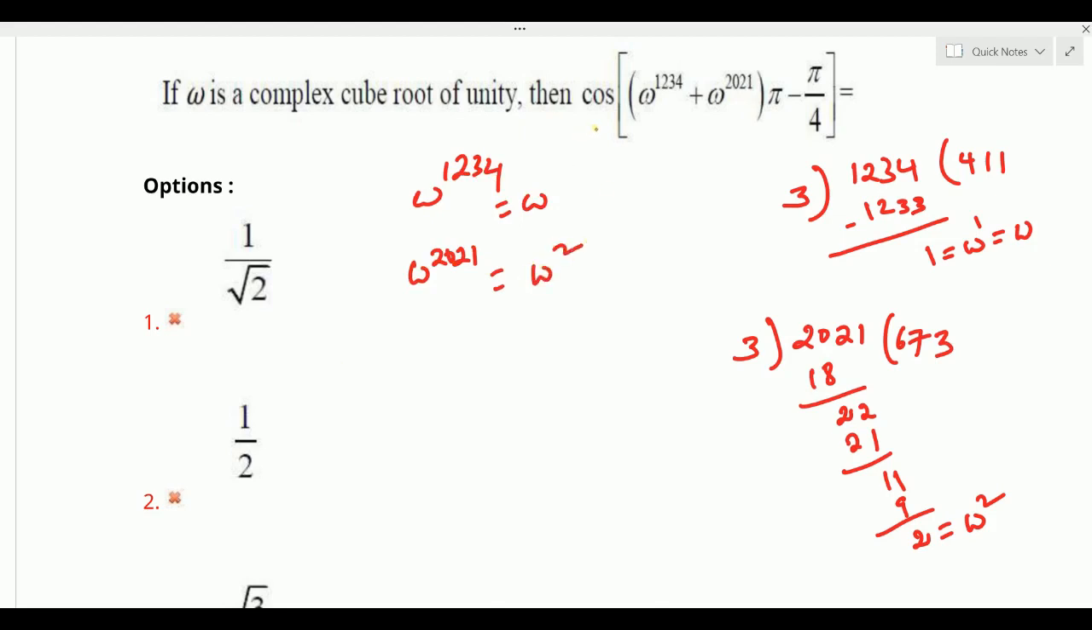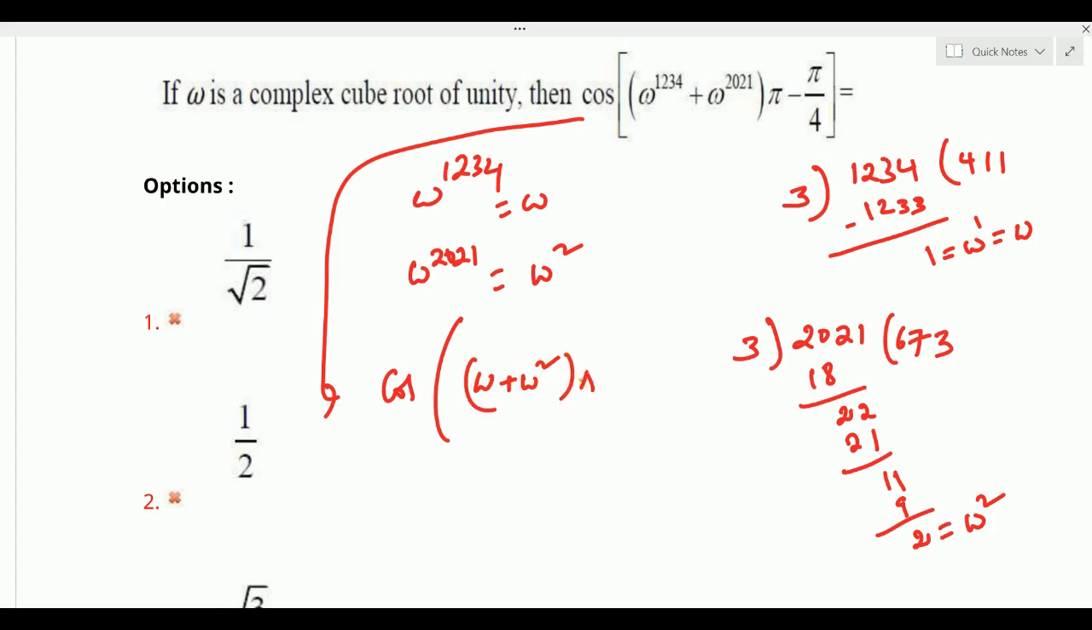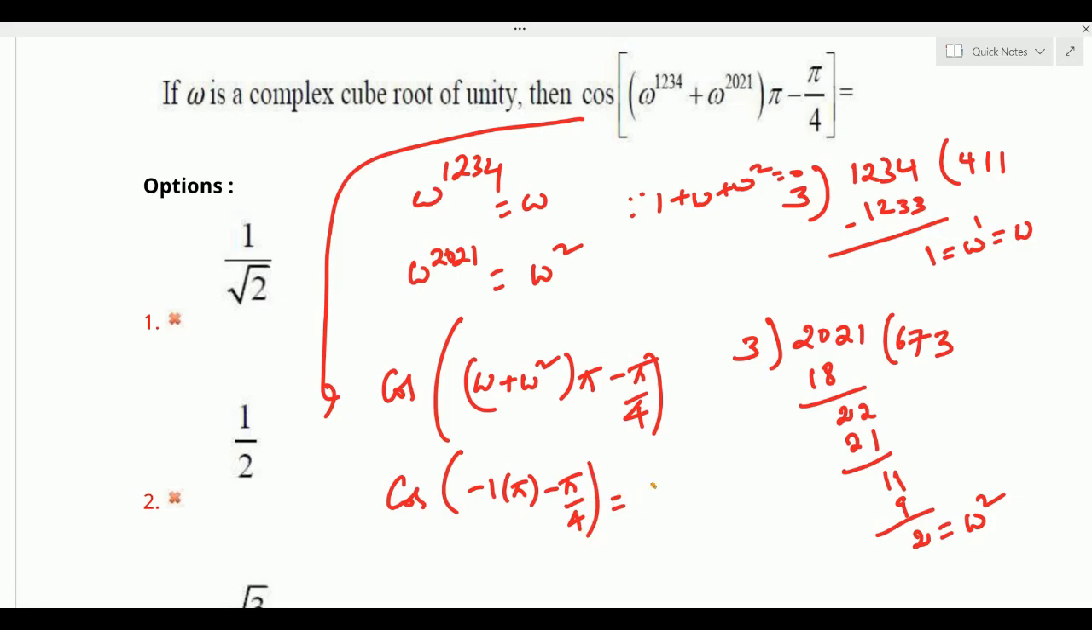Now we want this result. We want the cos of omega power 1234 we can write omega plus omega power 2021 we can write omega square, with pi is there, into pi is there, and also minus pi by 4 is there. Okay, you know 1 plus omega square result is 0. దీని నుంచి omega plus omega square is minus 1 or not? Therefore cos of minus 1 with pi minus pi by 4. So this is a cos of minus pi minus pi by 4. That is minus 3 pi by 4.